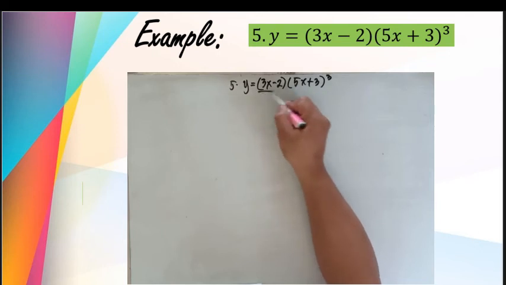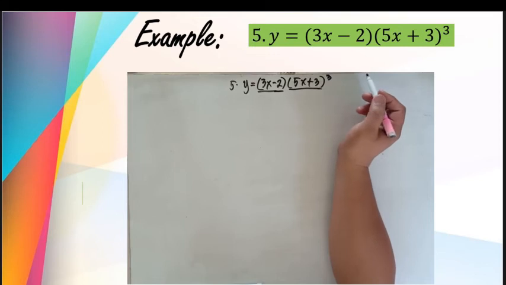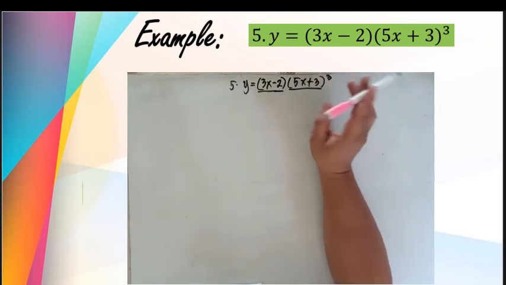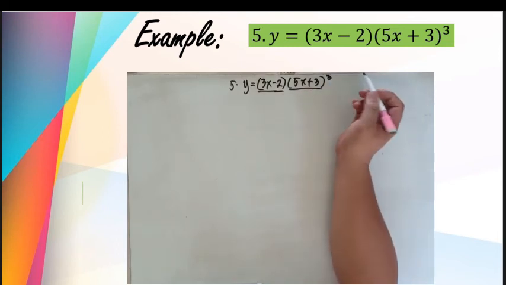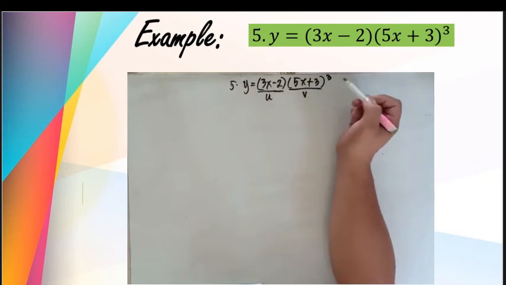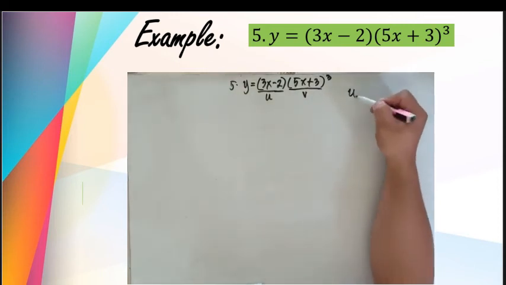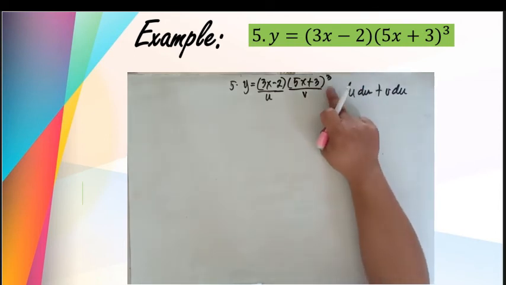So if you observe, there are two factors, the multiplicand and the multiplier. We have 3x minus 2 and the quantity of 5x plus 3 raised to the third power. So let this be our u function and let this be our v function. If you remember, the derivative of u times v is u dv plus v du, right? So we will be applying this to get the derivative of this one.